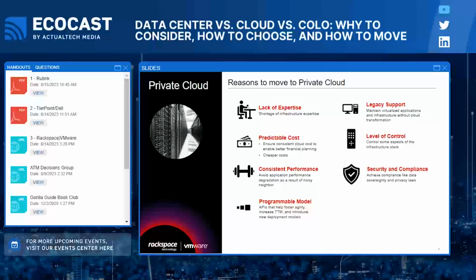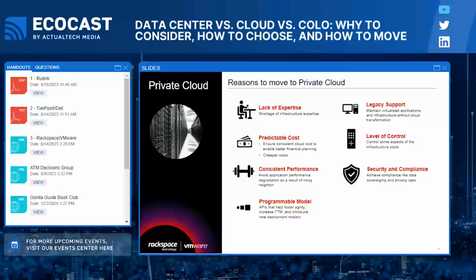So that's another reason. I mentioned earlier consistent performance. If you have consistent workloads, they're not spiky, they're not one-off computational workloads, and you want to avoid the situation of performance degradation as a result of noisy neighbors. That's one of the benefits to potentially have a private cloud as well.